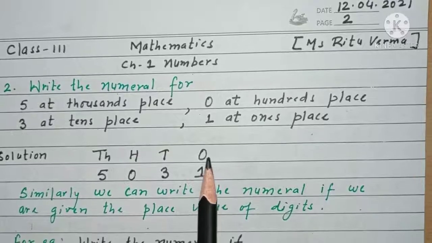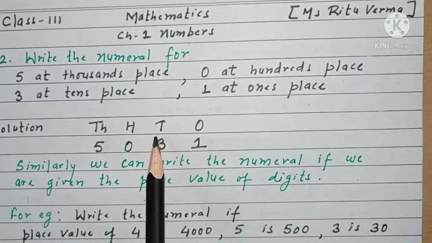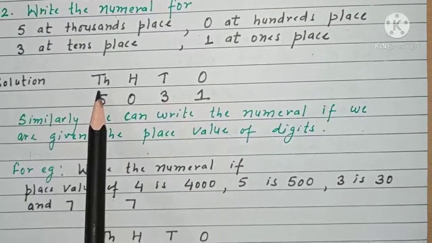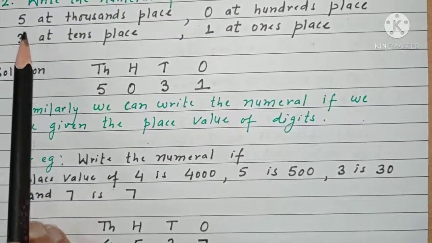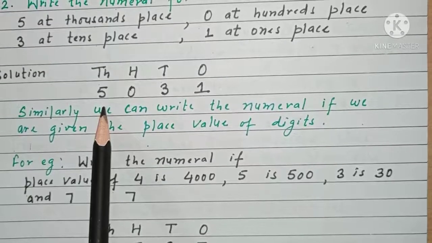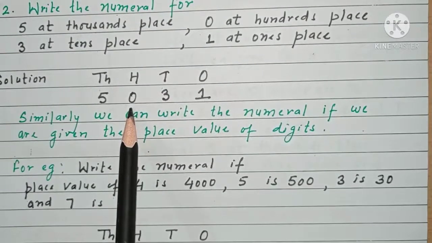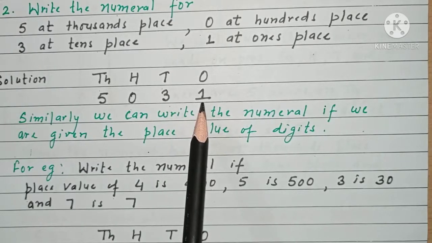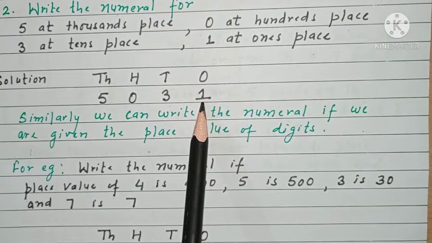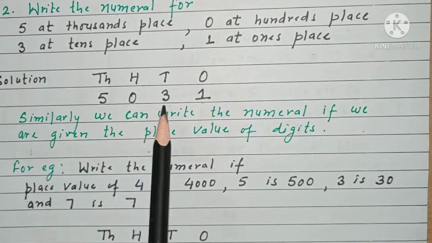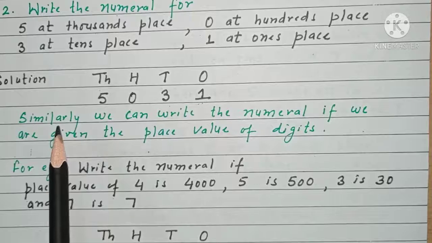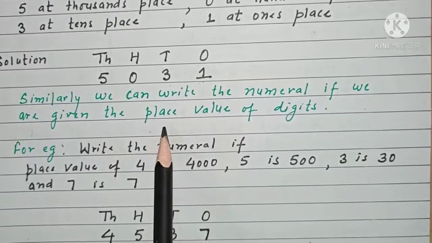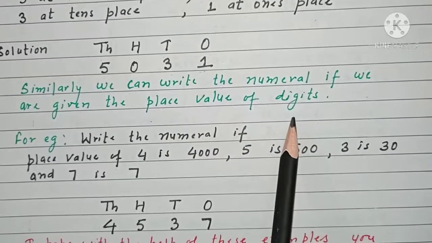First of all, mention O for ones, T for tens, H for hundreds, and TH for thousands. So, at thousands place we have 5. At hundreds place we have 0. At tens place we have 3. And we have 1 at ones place. So, the number is 5031. Similarly, we can write the numeral if we are given the place value of digits.